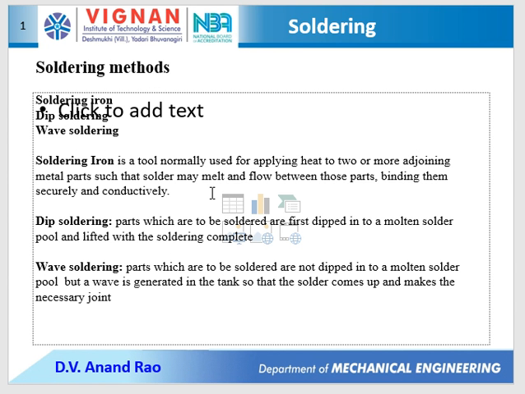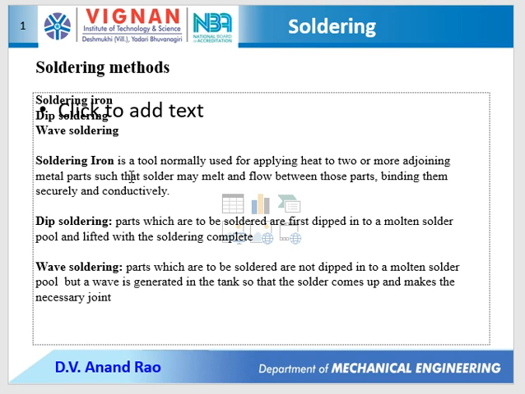Soldering methods. In case of soldering, we can use different methods. First one is soldering iron, second one is dip soldering, third method is wave soldering. All are familiar with the soldering iron method. In this, we will use one soldering iron. It is generally made of copper and it will be heated by using electric resistance or by heating the soldering iron in a furnace.